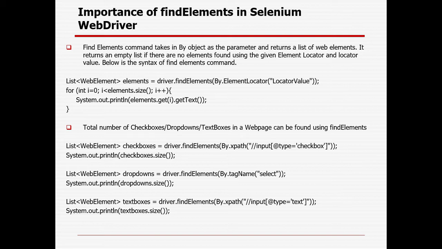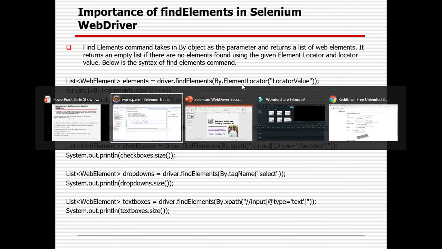Below is the syntax for the findElements command. We need to use the List interface and WebElement. We need to store the result in a variable because it will give you a list of objects, using driver.findElements with the element locator and locator value. Then if you want to print all the values one by one, you have to use a for loop, and you can use element.getText, or you can get the attribute as well, with different kinds of CSS selector values also. So I will show you how we can use the findElements command in Selenium WebDriver.